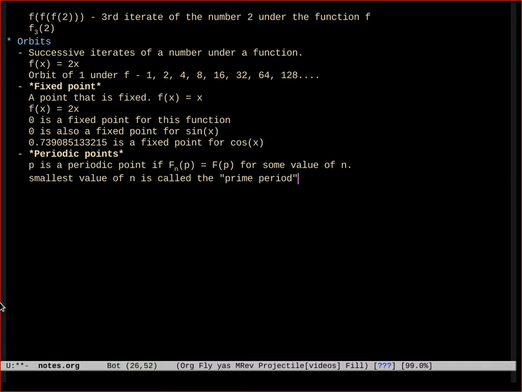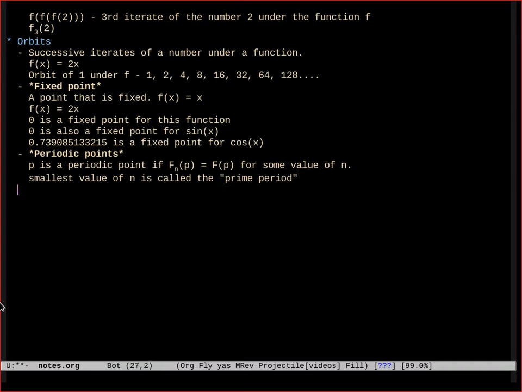So for example, if f to the n of p is equal to p, then it makes sense to say f to the 2n of p will be equal to this, and so on and so forth for all values: 2n, 3n, 4n, 5n, anything. So you can say f to the 3n of p equals this, etc., and it goes on like this. So we don't want all of these. We just take the smallest of these and say that's what we call the prime period, n. This is a periodic point.